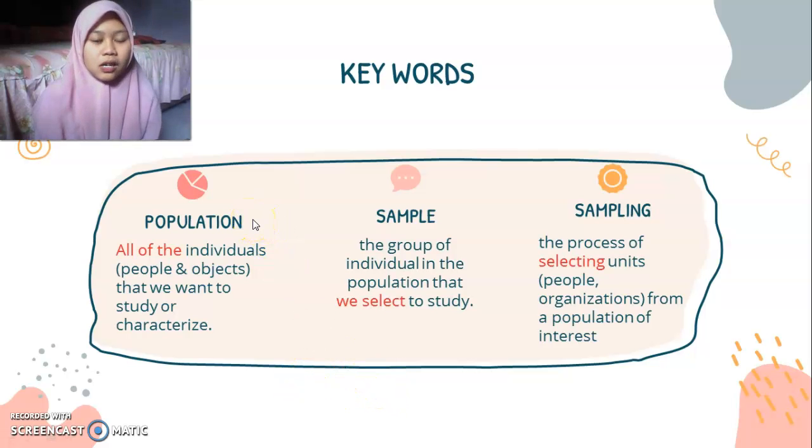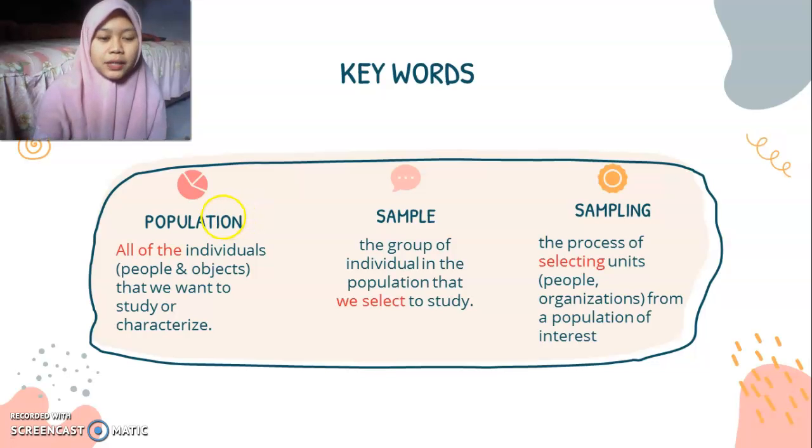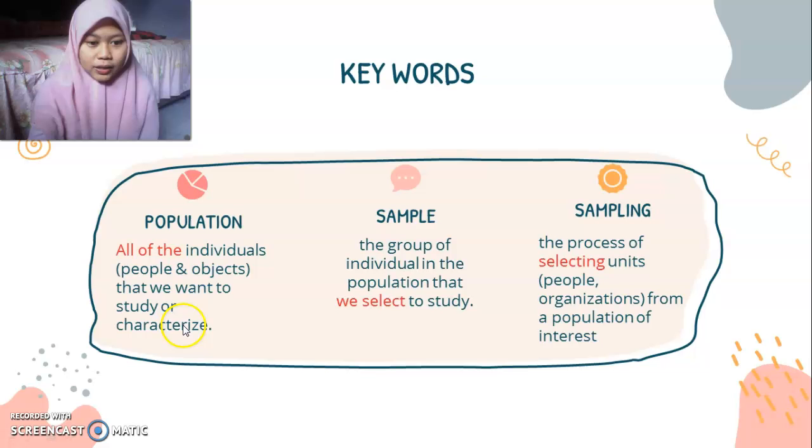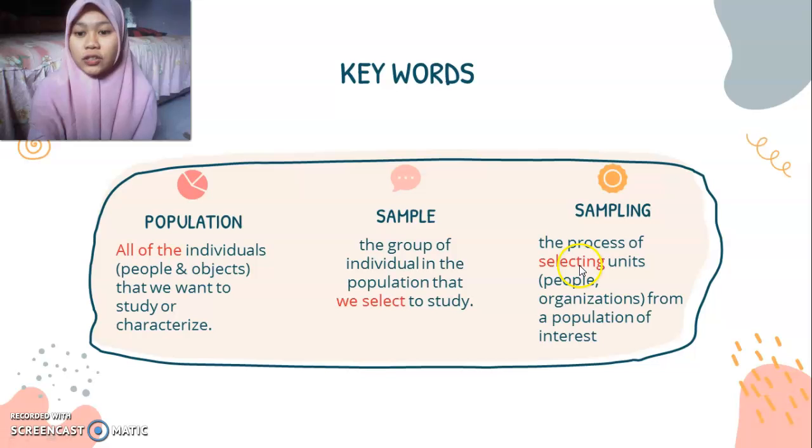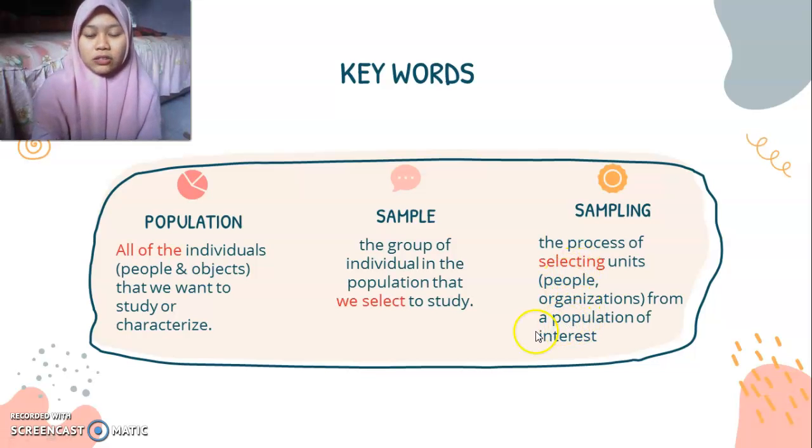First is population. Population is all of the individuals, can be people or objects, that we want to study or characterize. Second is sample. Sample is the group of individuals in the population that we select to study. And the third one is sampling. Sampling is the process of selecting units or people, organizations from a population of interest.